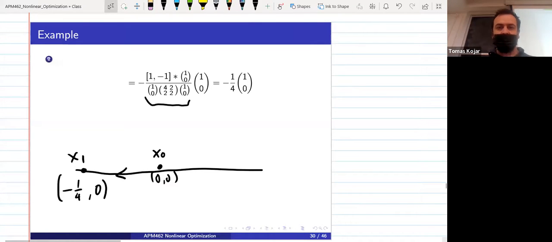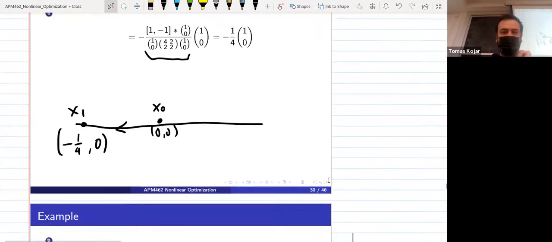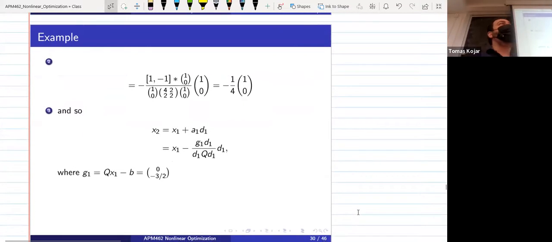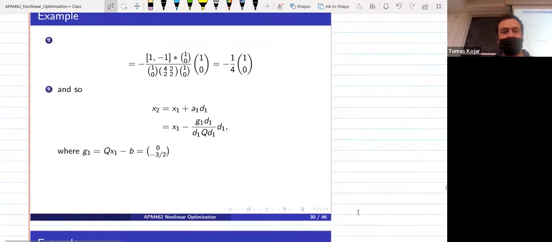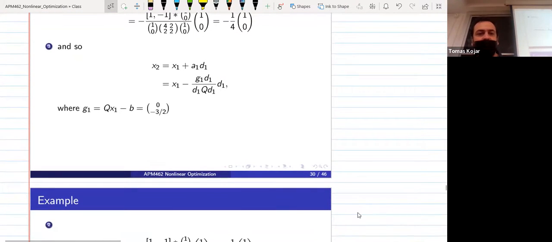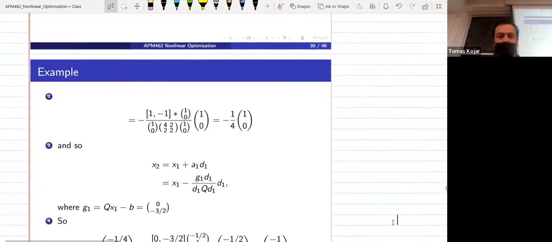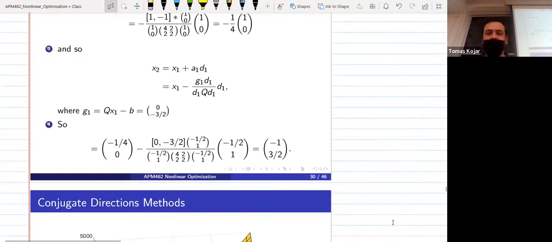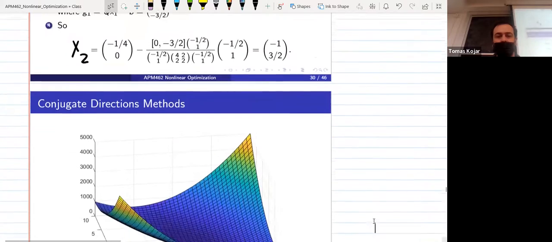Okay, any questions? No questions. So you do that. And now you have to find the second step, and hopefully you will remember that this will be the final step, because it's 2 by 2. So you do the same stuff. You evaluate Q of this guy minus B. And this guy will be x2. And that's the final step. That will be the minimizer.